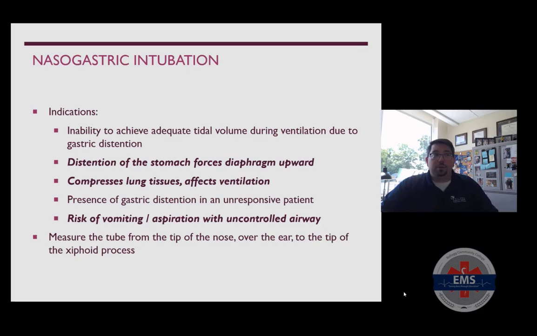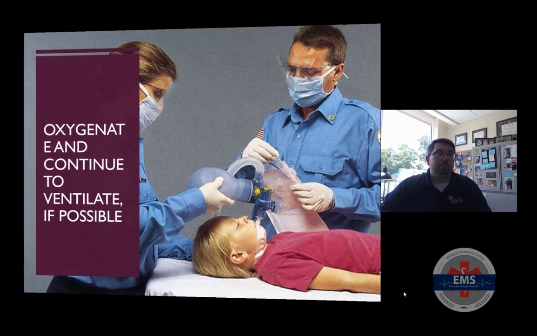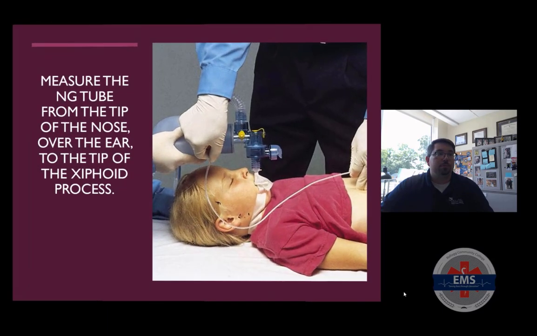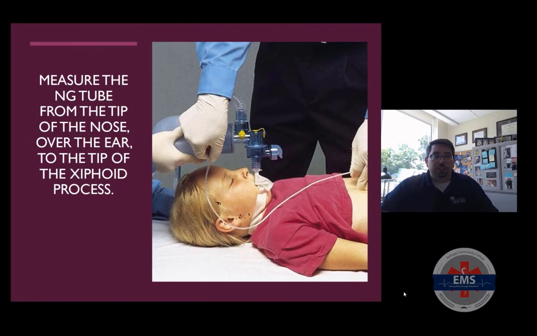If we're going to put a nasogastric tube in, we need to make sure we measure it properly and then place it appropriately. Here you can see the oxygenation and continuous ventilation if possible. You're going to measure the nasogastric tube from the tip of the nose over and around the ear and down to the xiphoid process. That's going to give you the best length from there.